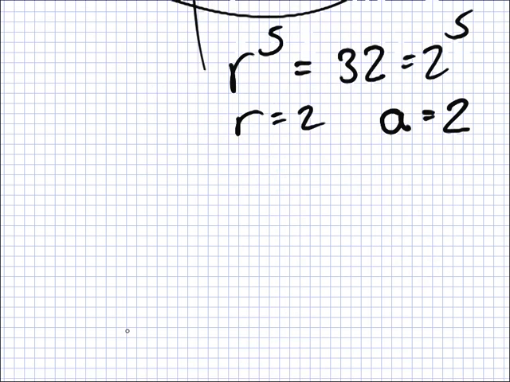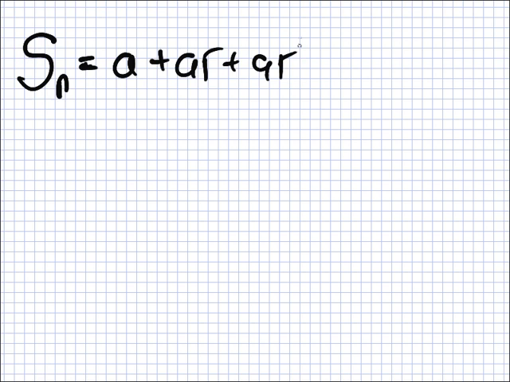Now, the next formula I want to have a look at is the Sn, which is a plus ar plus ar squared all the way up until ar power n minus 1. We'll stop at n. Now, you didn't know the trick yesterday, so I'm not expecting you to know today, but does anyone know the trick for simplifying this?